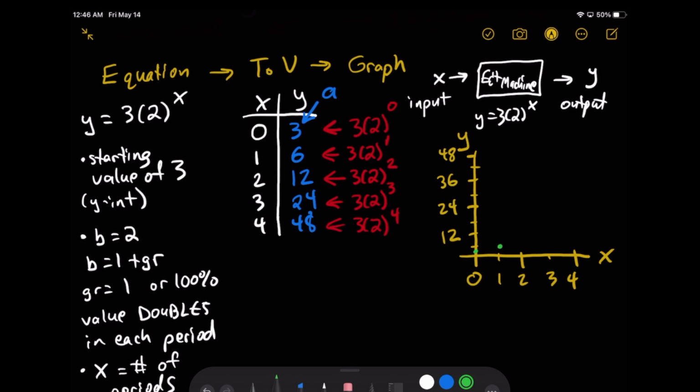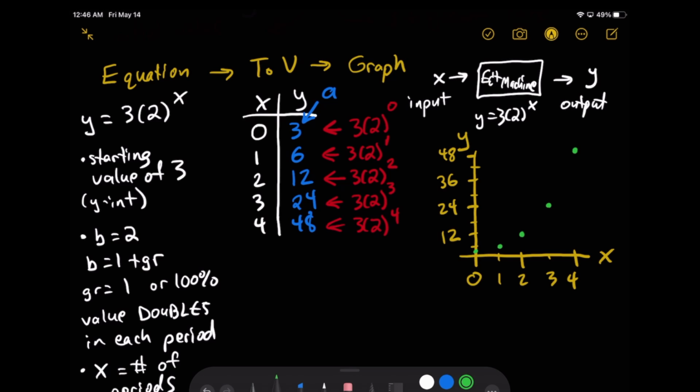And we are graphing by hand, so it won't be perfect, but just try to keep it pretty tidy. When x is 2, y is 12. When x is 3, y is 24. When x is 4, y is 48. And there we go. We've successfully graphed our points.